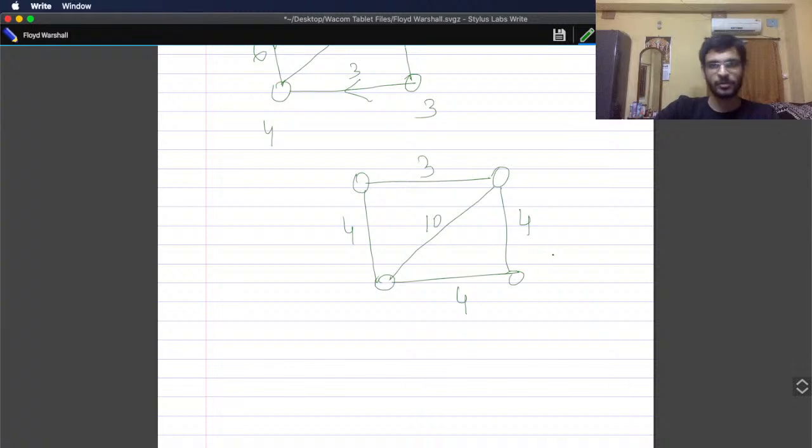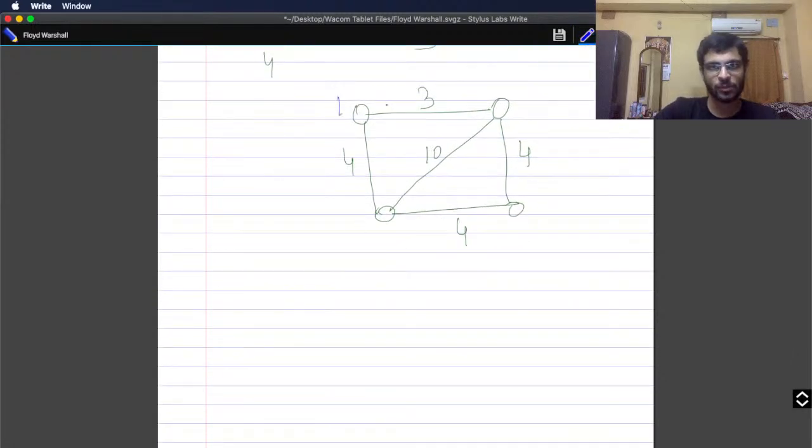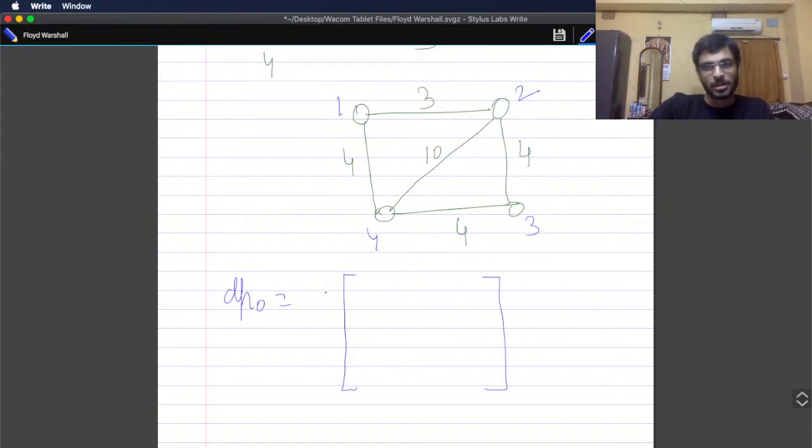Hi everyone. So we are going to solve on this example. Let us see what our DP0 is. Now these vertices are 1, 2, 3, 4, and they are all 1 indexed. DP0 tells me that I am not going to use any intermediary edges, and I want to know the shortest paths. I will use 1, 2, 3, 4 as the source nodes and 1, 2, 3, 4 as the destination nodes. From 1 to 1 the distance is 0, from 2 to 2 it is 0, from 3 to 3 it is 0, from 4 to 4 it is 0.